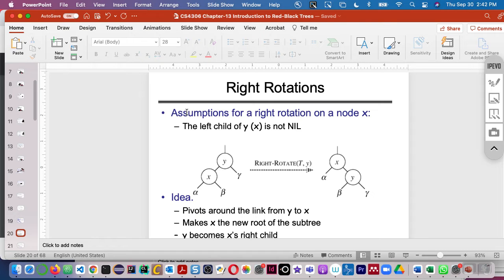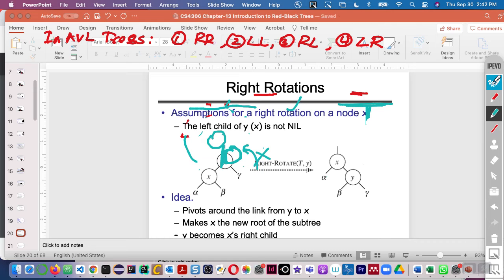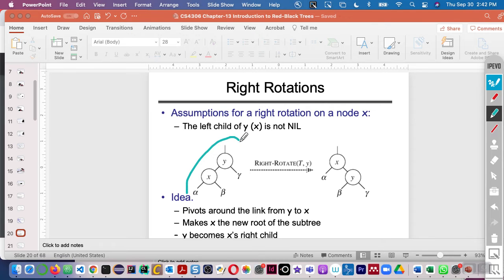If you want to do right rotation, what is the precondition for right rotation? Without looking at this, please tell me. The right rotation on node x requires that its left child can't be null. Yes, the right child of the left child of y cannot be null, right?